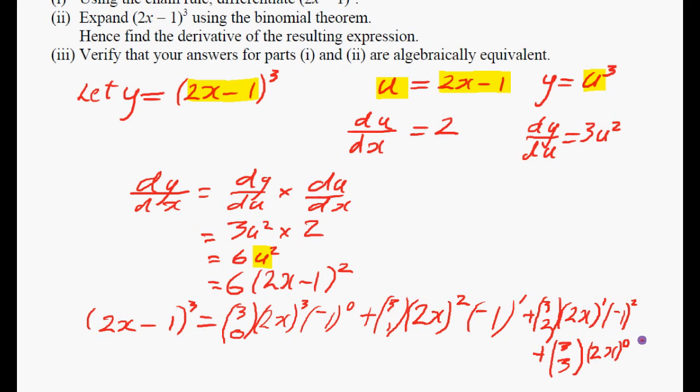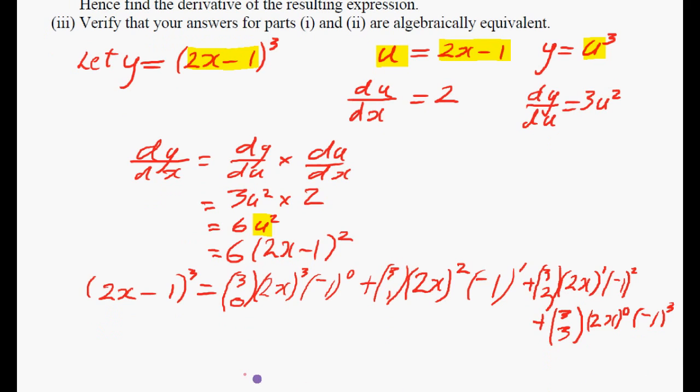And those of you who have done this quite a lot will be able to quickly go straight to the next line and not have to write this all out. But I thought I'd show you how you write out the whole expression to make it easier for you to remember in future. So let's give ourselves a bit more space to write the next line. So equals 3C0 is just 1 times 2x all cubed, which is 8x cubed.